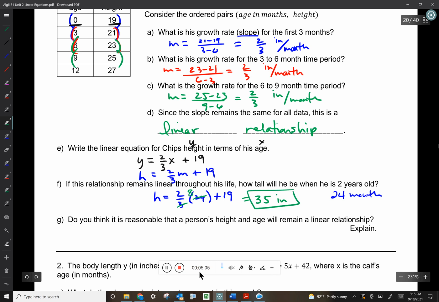So we're saying when he's 2 years old, he's about 35 inches. That makes sense, a little less than 3 feet when you're 2 years old. That sounds about right to me.